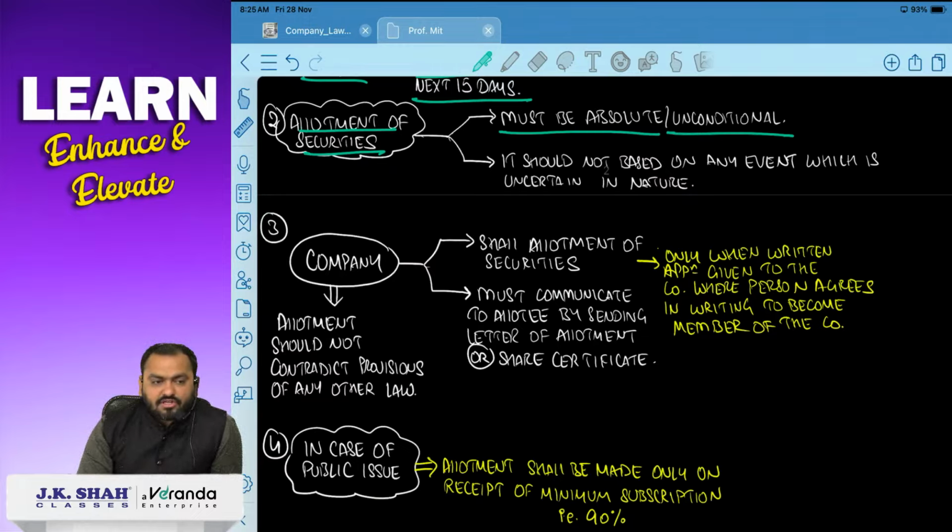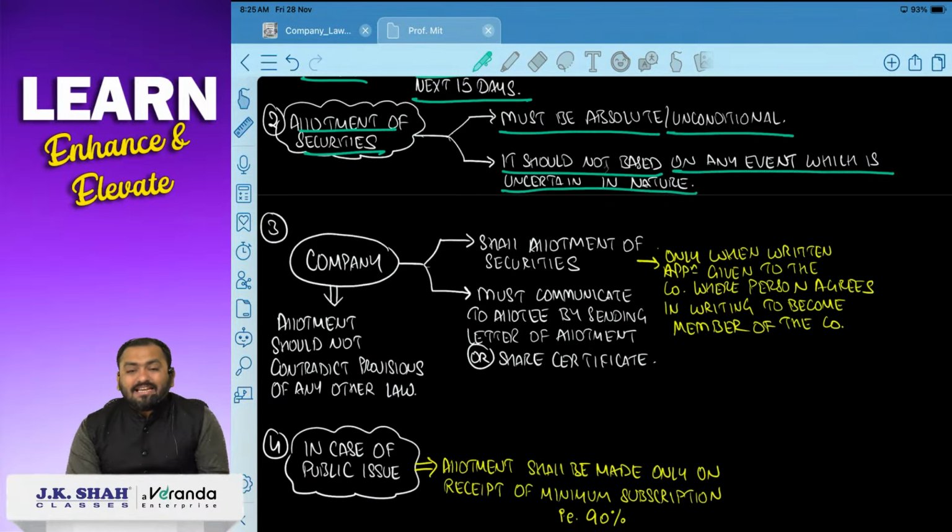We will allot you the shares if we get so and so amount from so and so thing. We will allot you the shares if this new project is cleared. So you can't be conditional in this case. Allotment has to be absolute, that is unconditional. Next, it shall not be based on any event which is uncertain in nature.